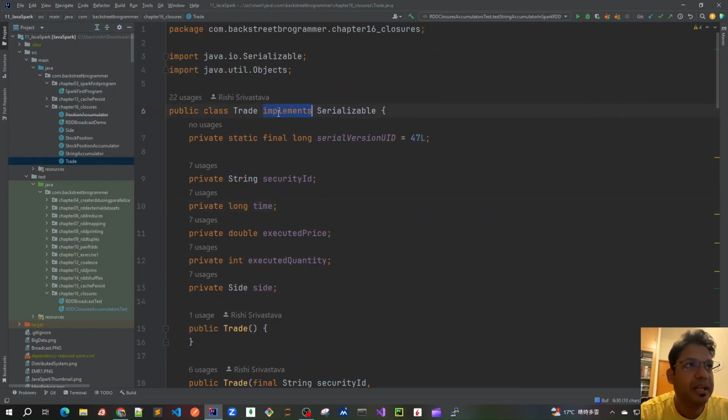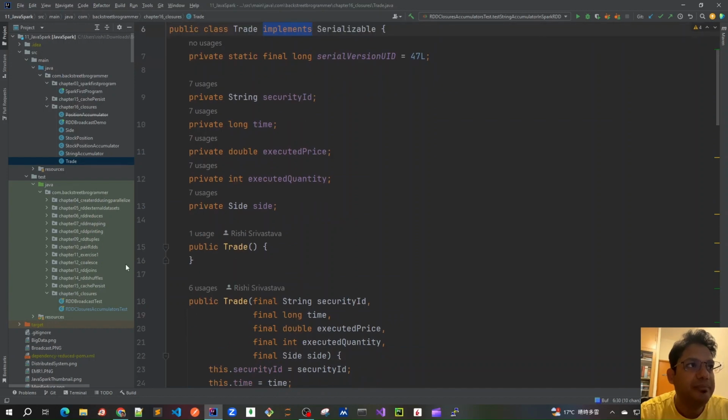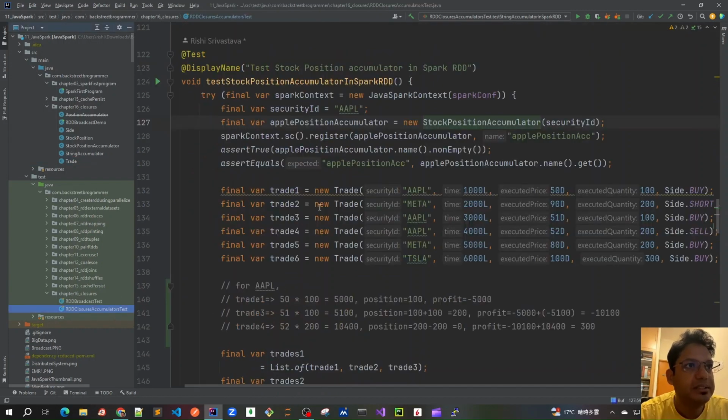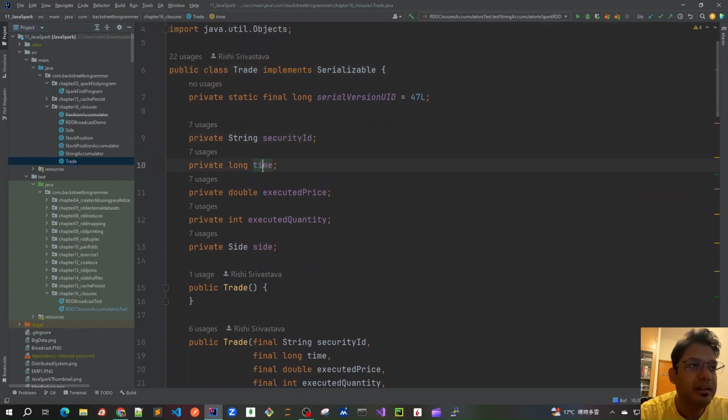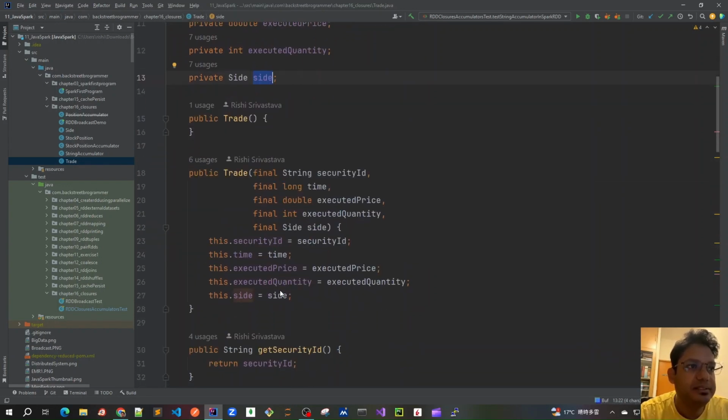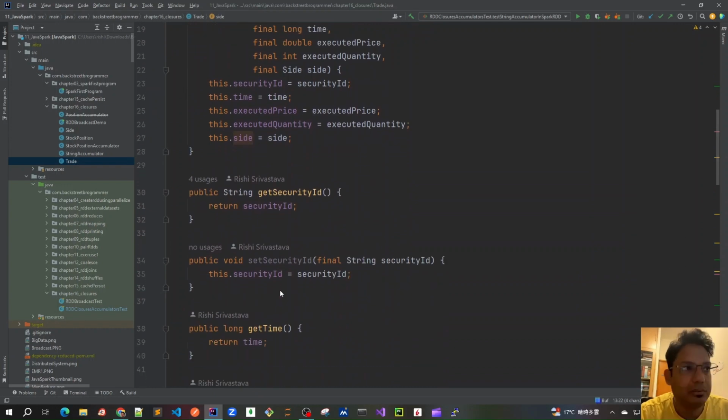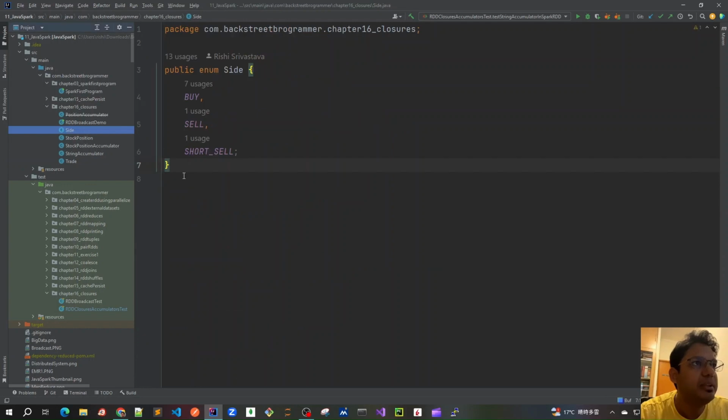The trade class is again implemented as serializable, and the list of trades that we saw in our unit test case, those are all new trade objects. This is what I'm talking about. It has the security ID, the time of the execution, the price and quantity, the last price or the last quantity, and the side. It just has the relevant getters and setter methods along with equals, hash code, and toString. And the final thing is side, which is an enum: buy, sell, and short sell. So this is our whole class structure.